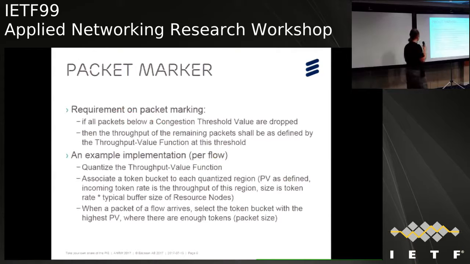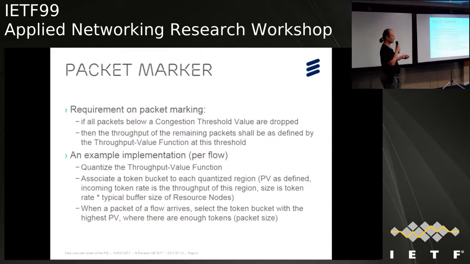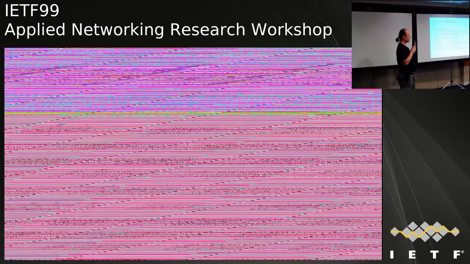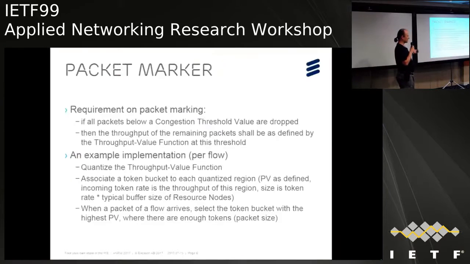So how does a packet marker look? The requirement is that if all packets below a congestion threshold value are dropped, then the throughput of the remaining packets shall be as defined by the TVF at this threshold. And it's fairly simple to imagine a packet marker: just quantize the function, make token buckets with the packet values and the length of the throughput region, and choose the token bucket with the highest PV where there are enough tokens.